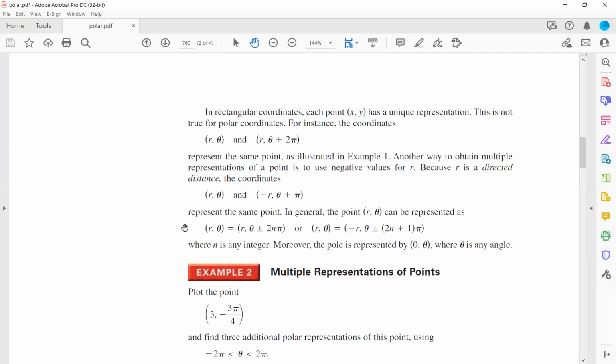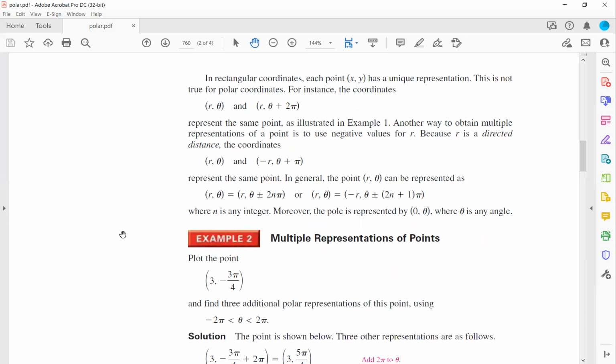So if a question asks you to find equivalent polar coordinates, you can say that as long as I have R and theta, I can copy down my R, my distance, and add or subtract 2n pi from the original angle and get equivalent points. Or I can multiply my distance by a negative sign and then add or subtract 2n plus 1, the odd coefficients of pi, to my angle.